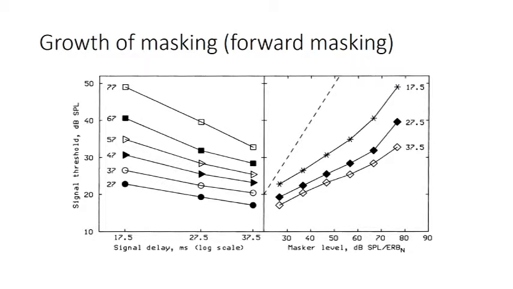The important point to remember here is that masking grows as signal level grows, but it is not exactly linear. It is actually non-linear. When the masker level increases by 10 dB, the amount of masking does not increase by exactly 10 dB, but actually increases less than 10 dB around here and more than 10 dB around here, when the masker level is high.